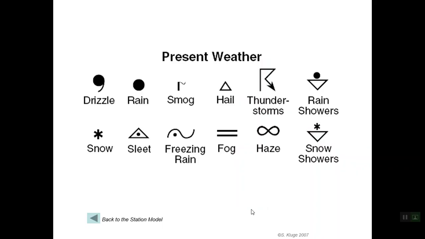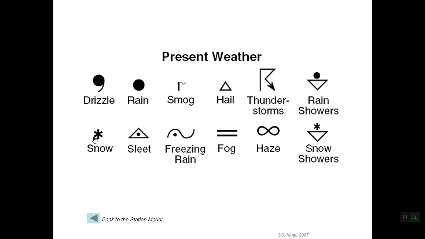All right. Present weather symbols. Some common ones are just the dot, that's rain. This is a common one here for thunderstorms. It's like this zigzag line with an arrow. Another common one is haze. That looks like an infinity symbol or an 8 that's been put on its side. And here's one for fog. It looks like an equal sign.